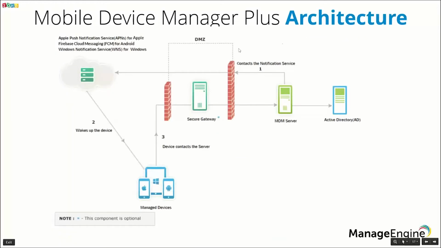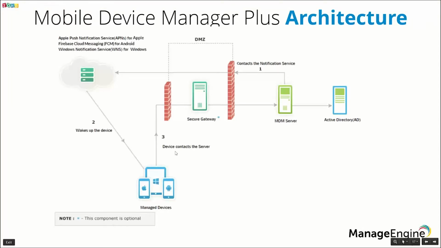All right, so this is the Mobile Device Manager Plus architecture diagram, and be it any MDM solution you go with, that will follow a universal architecture when it comes to managing the devices. There are three major components which play a role when it comes to managing a device using the mobile device management platform. First is the MDM server, second, the notification services, and third, the end device itself. So these are the three major components which play a role when it comes to managing devices.